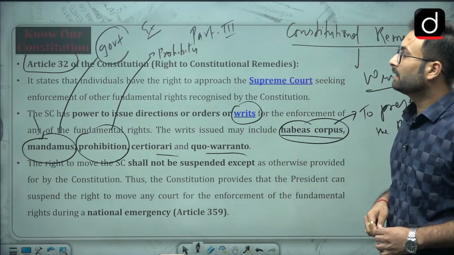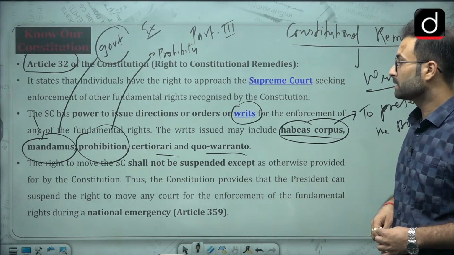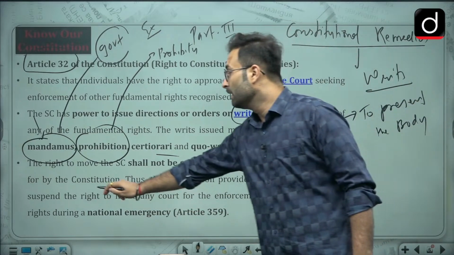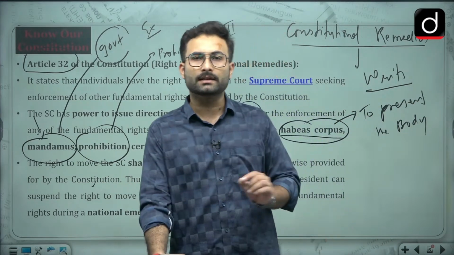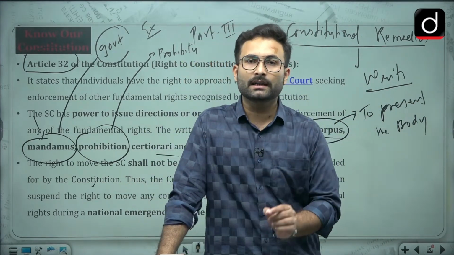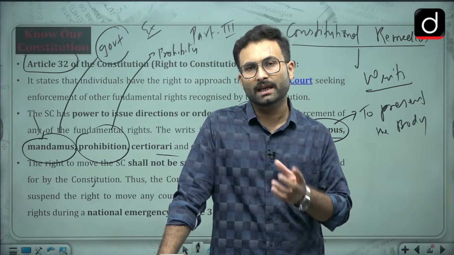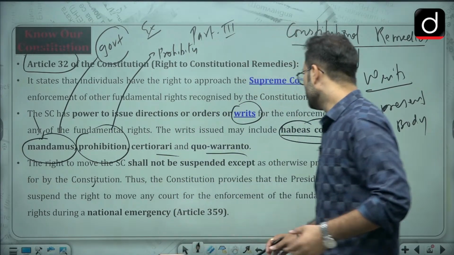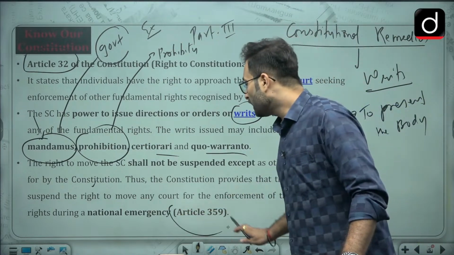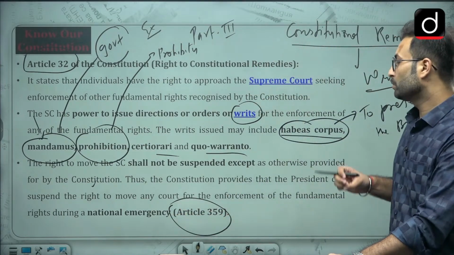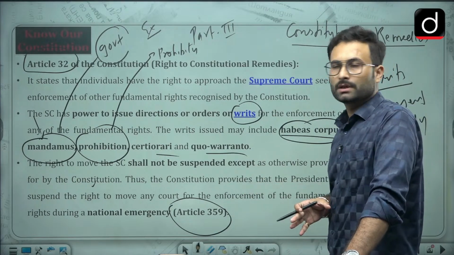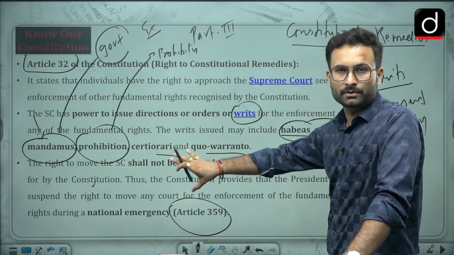Now moving further, the right to move to the Supreme Court shall not be suspended except as otherwise provided by the Constitution. It is written over there that this right should not be suspended unless it is provided by the Constitution, and there is one place where the Constitution provides for that, that is Article 359. In Article 359, there is a presidential order which can suspend the use of this particular right.